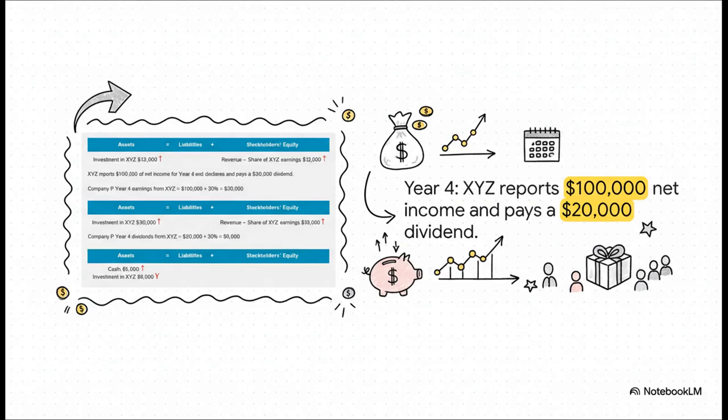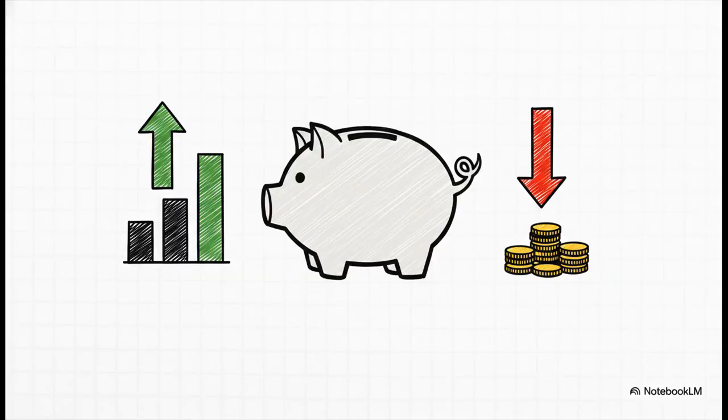Okay, let's jump ahead to year 4. It's a good year for XYZ. They made $100,000 in net income. And on top of that, they decided to share the love and pay out $20,000 in dividends. So now we've got two things happening to Company P's investment account. First, the income. 30% of $100,000 is $30,000. That pushes the investment's value up. Then you've got the dividend. 30% of $20,000 is $6,000. And remember, that dividend pulls the investment's value back down.